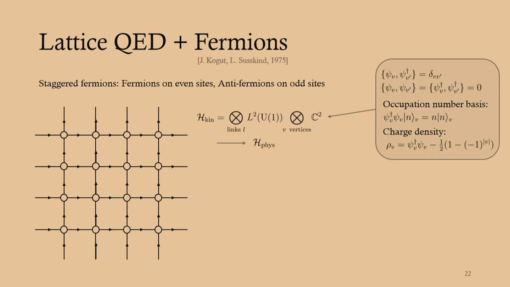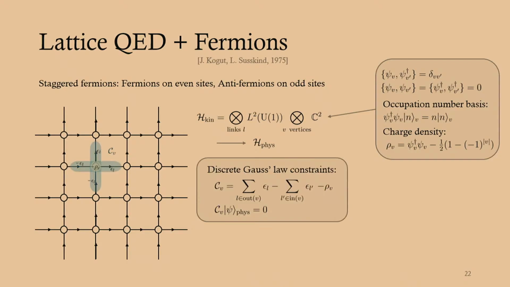And now if we ask again what the physical states in here look like, these are again the states which satisfy Gauss's law, but now Gauss's law also includes the charge density. And again, this is just like in the continuum where the divergence of the electric field is equal to the charge density.